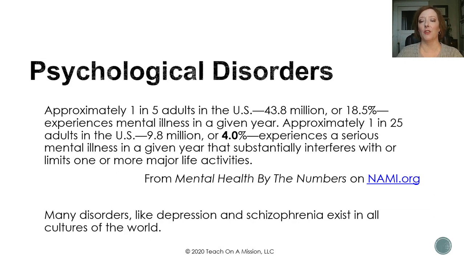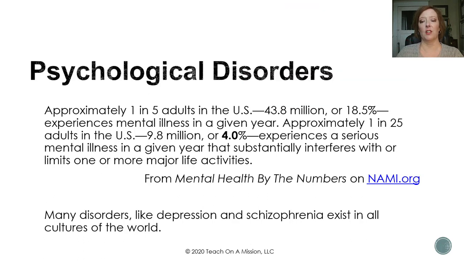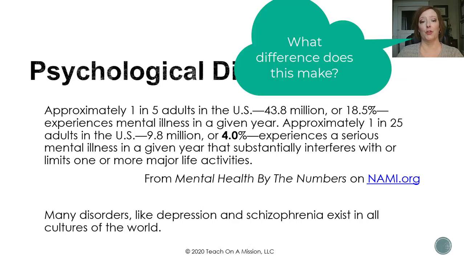Approximately 1 in 5 adults in the US, or 43.8 million adults, almost 20%, experience mental illness in a given year. Approximately 1 in 25 adults in the US, or 4%, experience a serious mental illness in a given year that substantially interferes with or limits one or more major life activities. And these are statistics found on the NAMI website. This is the National Alliance on Mental Illness. Many disorders like depression and schizophrenia exist in all cultures of the world.